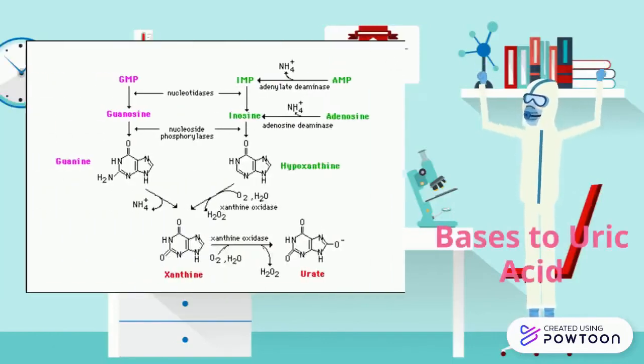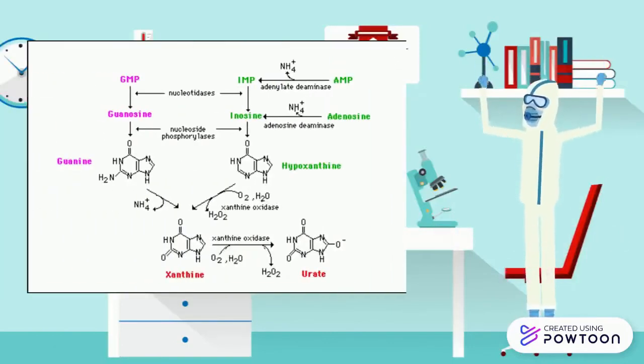Both adenine and guanine nucleotides converge at the common intermediate xanthine. Hypoxanthine, representing the original adenine, is oxidized to xanthine by the enzyme xanthine oxidase. Guanine is deaminated, with the amino group released as ammonia, to xanthine.